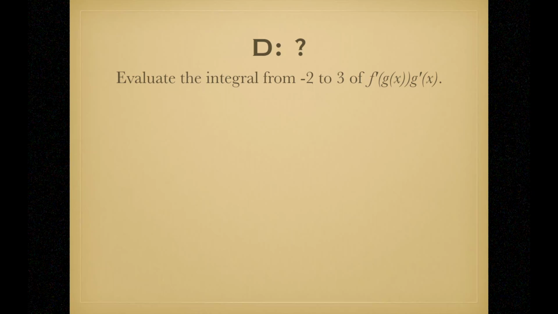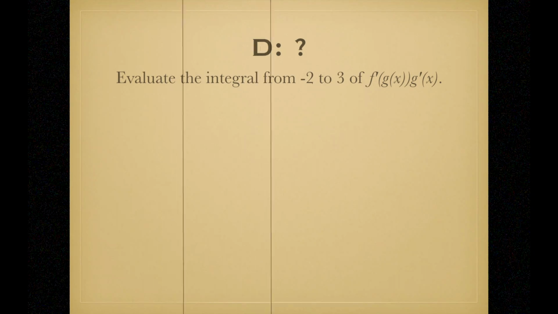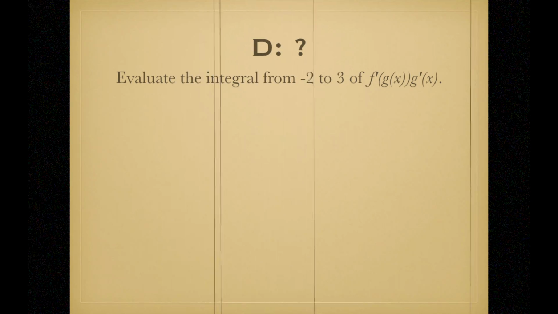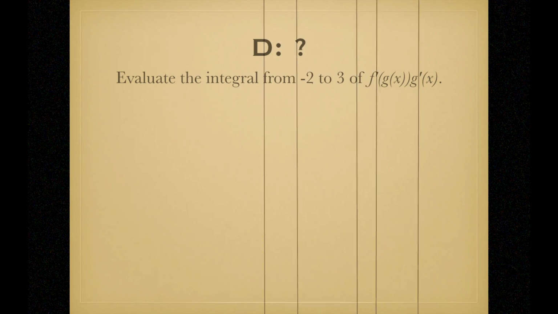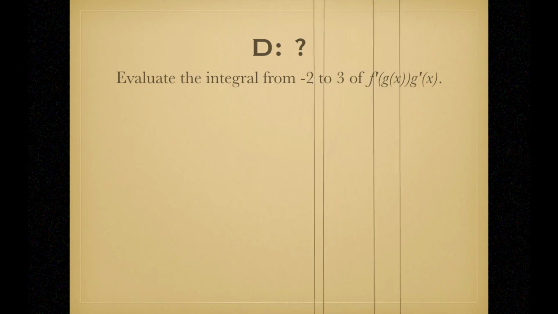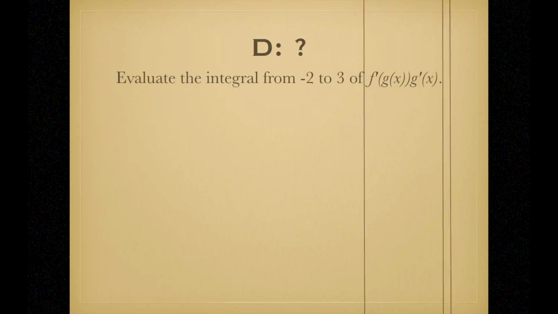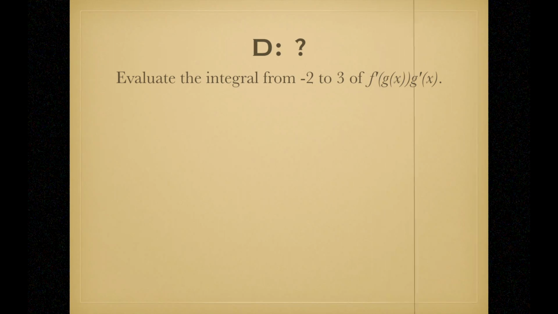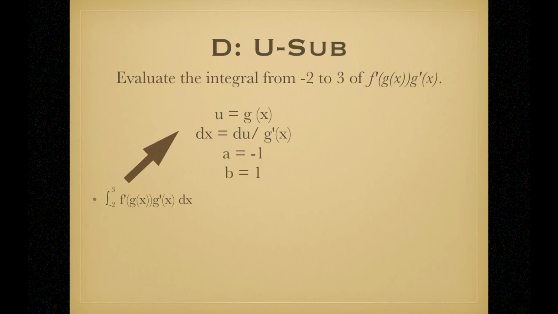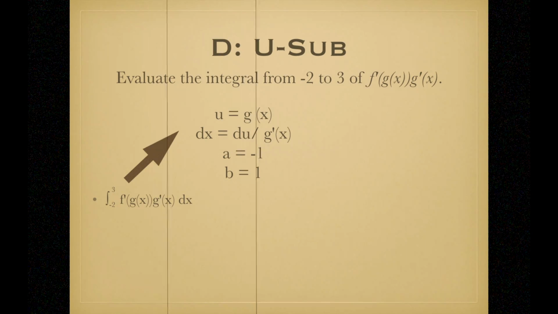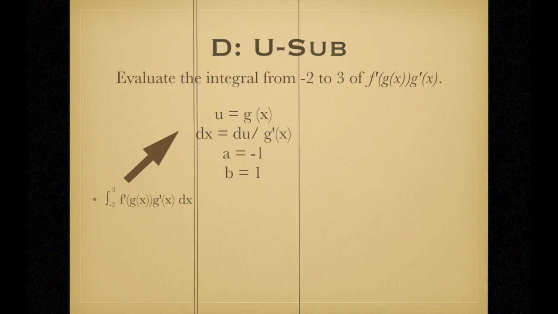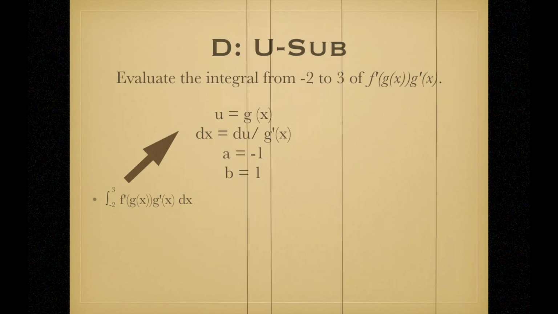Part D, our final part of the problem, tells us to evaluate the integral from -2 to 3 of f prime of g of x times g prime of x. It seems a bit daunting initially, but don't panic, it's honestly not that bad. All it takes is a little u sub. Our u will be g of x, making our du over dx g prime of x, and our dx thus du over g prime of x.